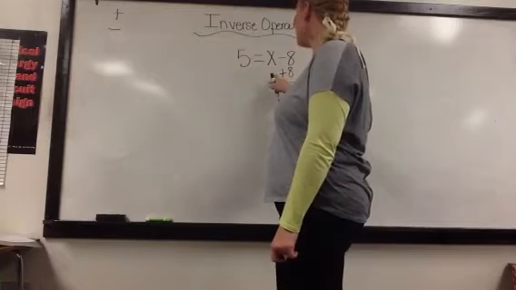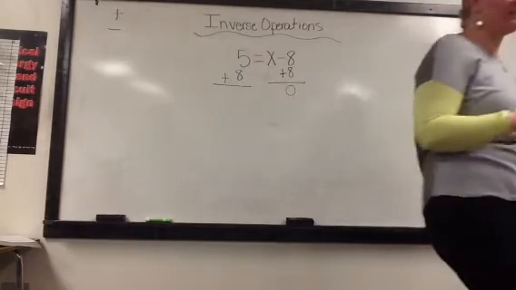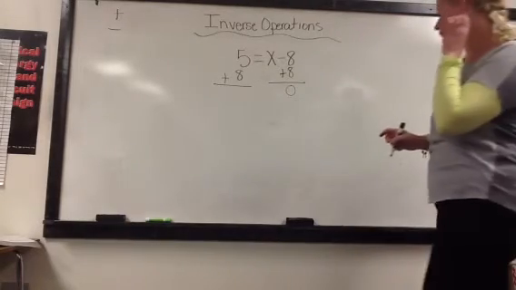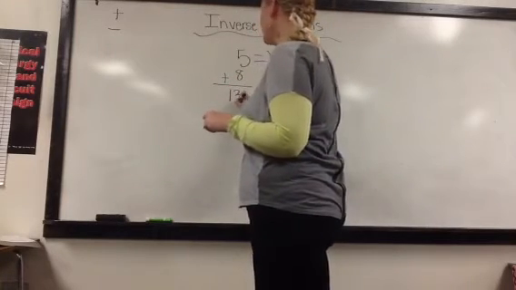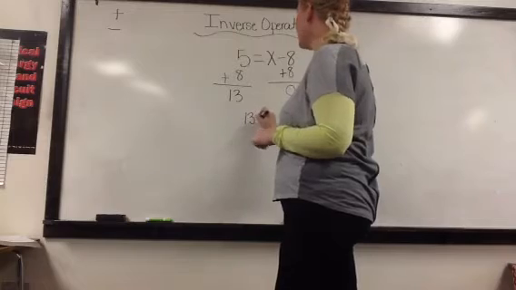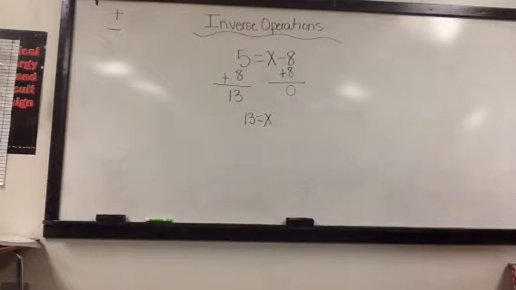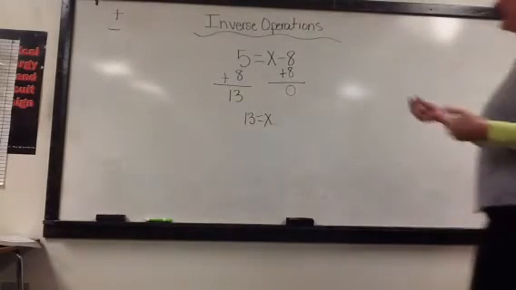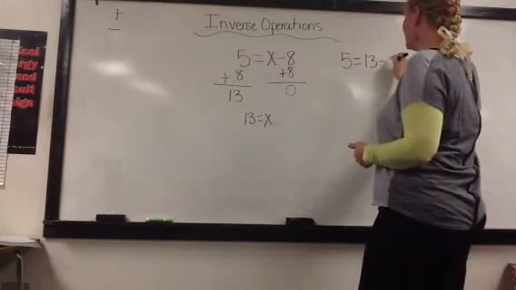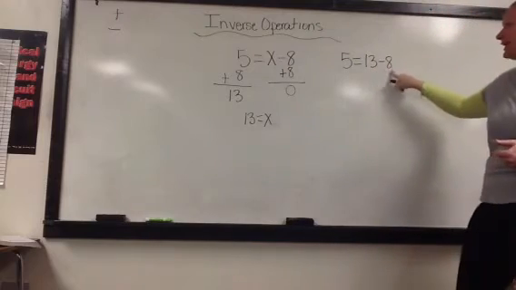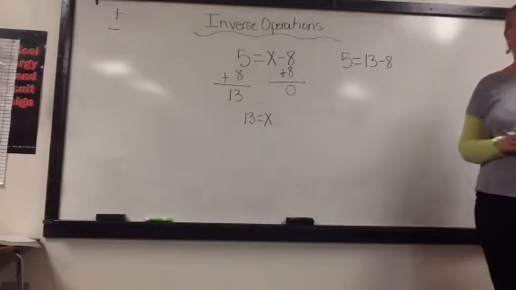So if I'm adding 8 on this side, I have to add 8 on this side. So what is 5 plus 8? 14. 13. Wow. 13. So that means that 13 equals x. What would I need to do in order to check my work? Plug it in. So my new problem is going to say 5 equals 13 minus 8. Is 13 minus 8 5? Yes. I'm done. This isn't hard.